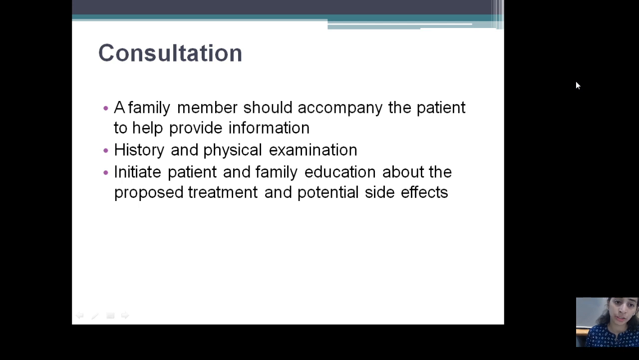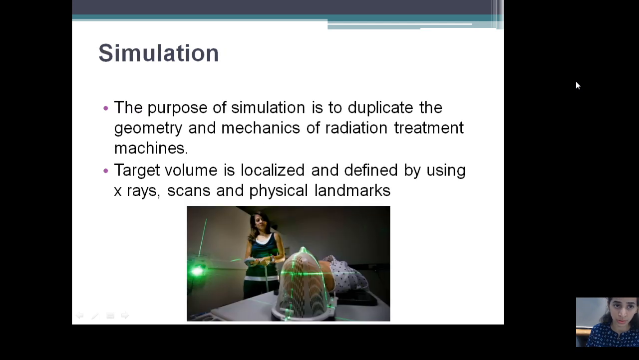The need for radiation therapy will be assessed. Initiate patient and family education about the proposed treatment and potential side effects. This all will be discussed in the consultation process. And then the planning for the radiation therapy is taken further.